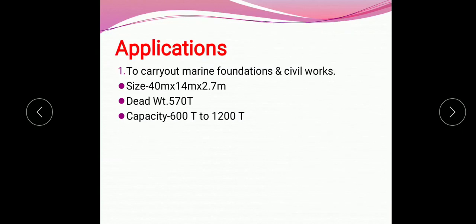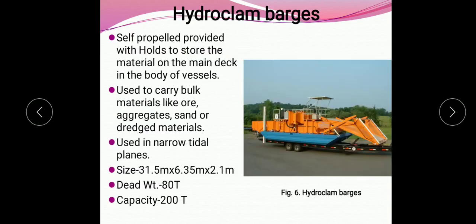floating platforms. Such platforms find applications in marine foundation and civil works and are available in size 40 meter by 14 meter by 2.7 meter. Generally, the dead weight of such platforms is 570 tons and having a capacity of 600 ton to 1200 tons. Next type of barge is hydroclamp barges.